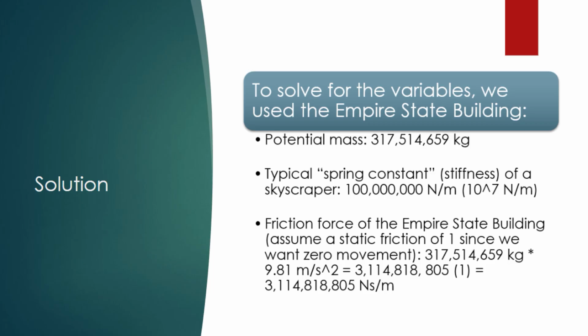So now for our specific variables in our equation, we're going to use the Empire State Building as an example. Its potential mass is 317,514,659 kilograms, which is a lot. And then for our spring constant, which is the stiffness of our skyscraper, we're going to use 100 million Newton meters, 10 to the power 7. And then for our friction force, we're going to assume a static friction of 1, since we don't want any movement.